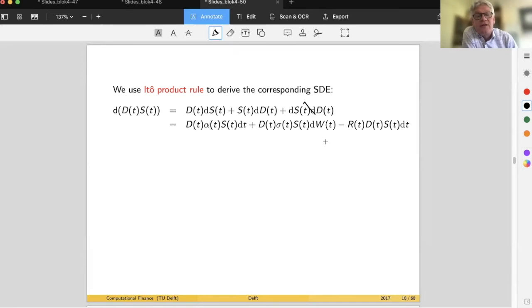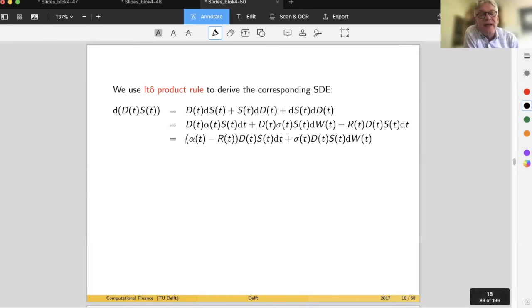As I mentioned, this term doesn't contribute anything. We have two dt terms. Let's connect them, the one here and the one there. And we have a dW term. So rewriting this gives us, in fact, so we recognize that there's a D_t here and a D_t there, and a dt term, of course. So we end up with (alpha_t minus R_t) D_t S_t dt plus sigma_t D_t S_t dW_t. And these are the dynamics for the discounted stock price.